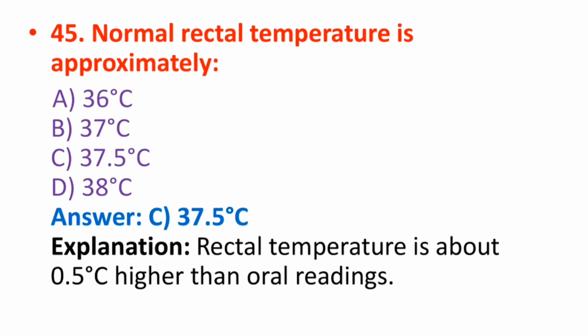Normal rectal temperature is approximately option A 30 degrees Celsius, option B 37 degrees Celsius, option C 37.5 degrees Celsius, option D 38 degrees Celsius. The correct answer is option C 37.5 degrees Celsius. Rectal temperature is about 0.5 degrees Celsius higher than oral readings.